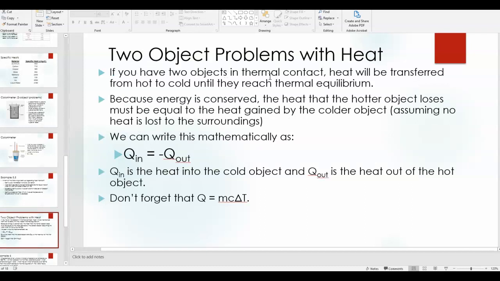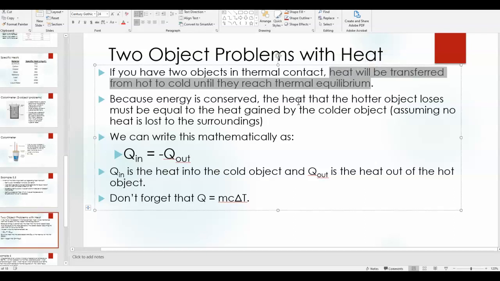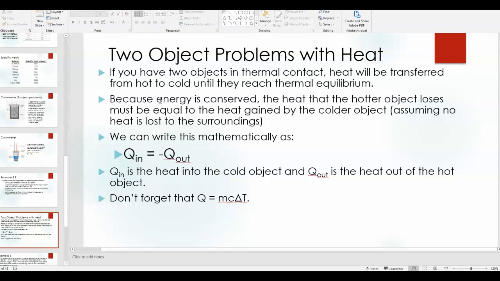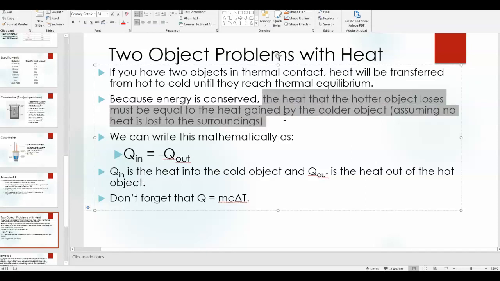If you have two objects in thermal contact, we know that heat is going to go from the hotter object to the colder object until they reach thermal equilibrium. We've talked about that before, where they have the same final temperature. That's important, by the way, the same final temperature. Because energy is conserved, all of the heat that goes into the colder object is equal to the heat that comes out of the hotter object. The heat that the hotter object loses must be equal to the heat gained by the colder object, assuming that no heat is lost to the surroundings.